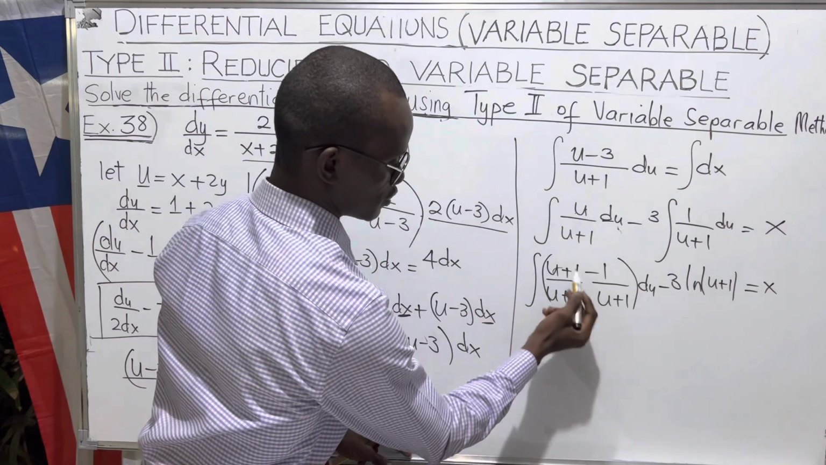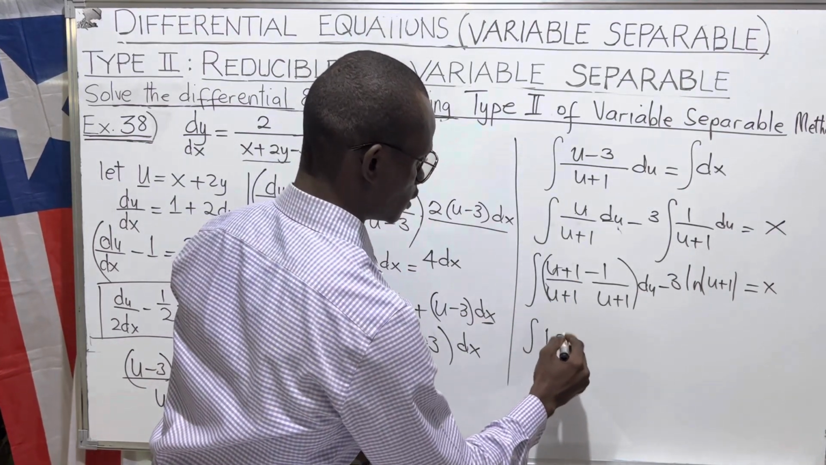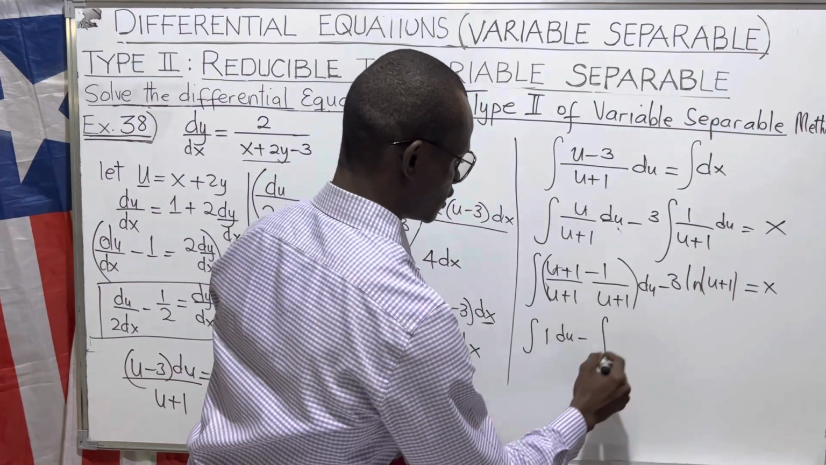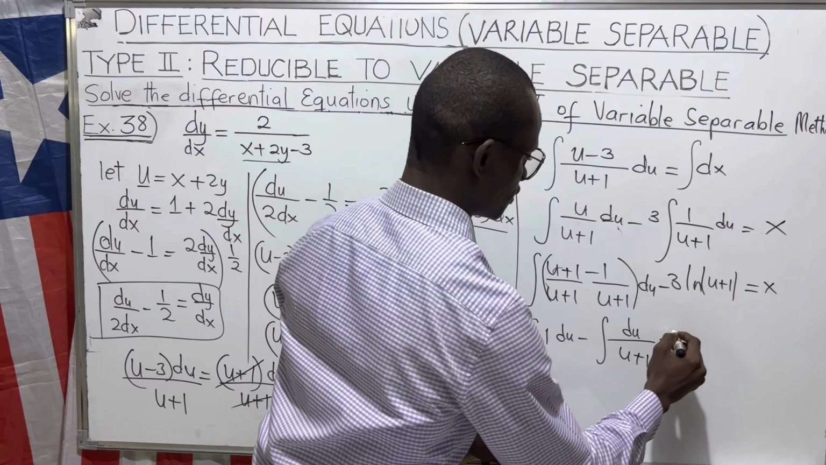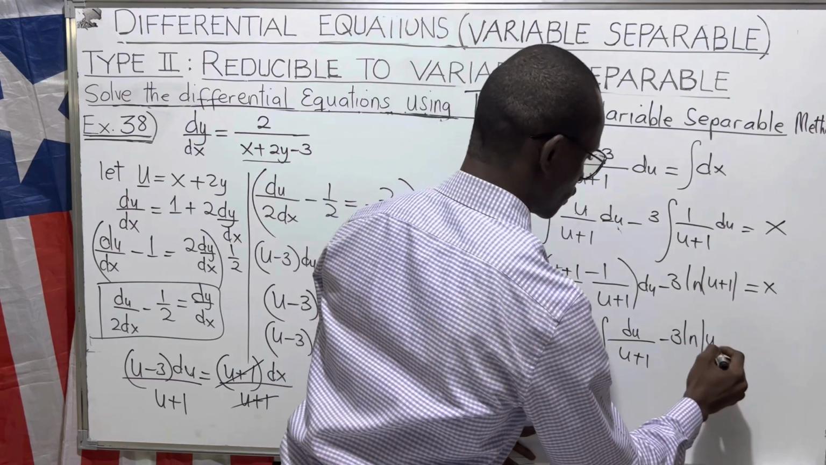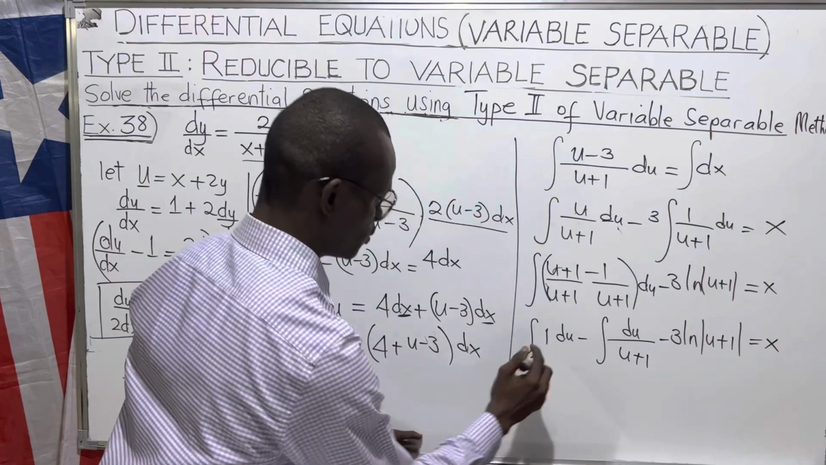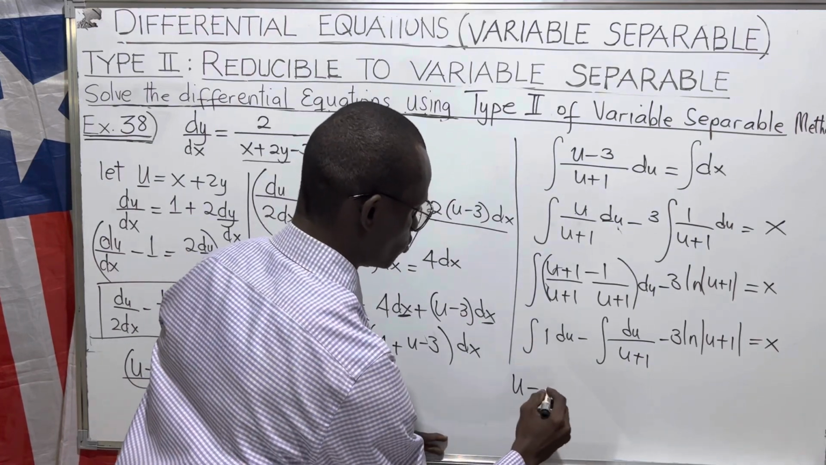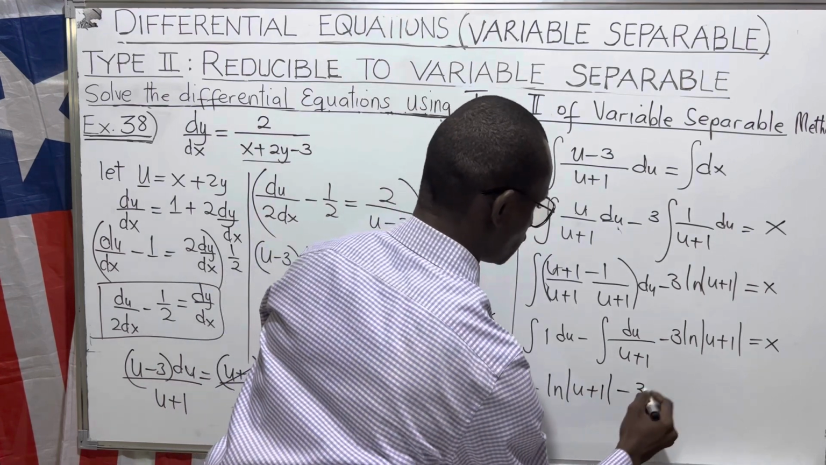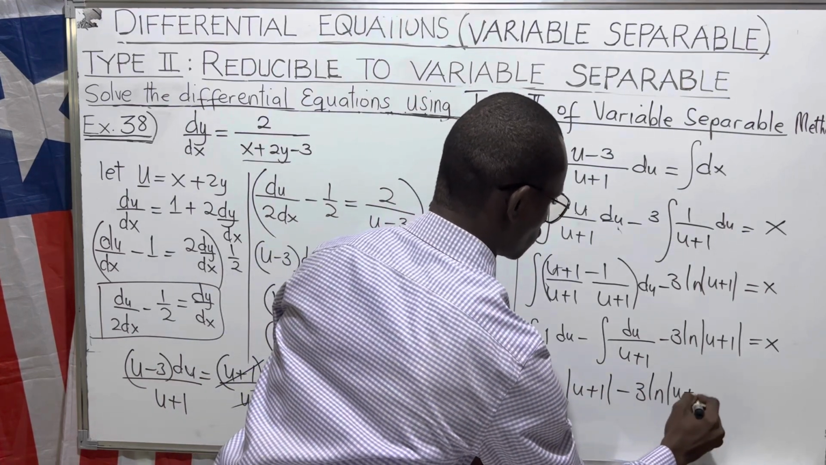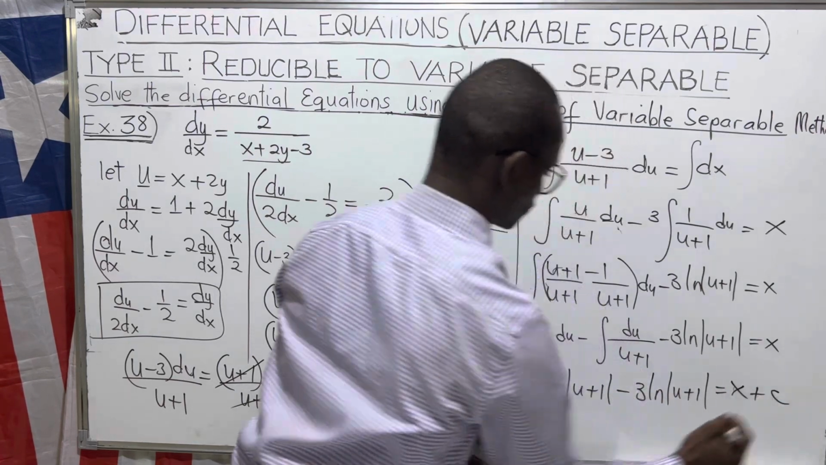So this right here is just 1. So it's the integral of 1 du minus the integral of 1 over u plus 1, minus 3 ln of u plus 1 equals x. So we can now integrate. This is just u minus the ln of u plus 1 minus 3 ln of u plus 1 equals x plus some constant c.